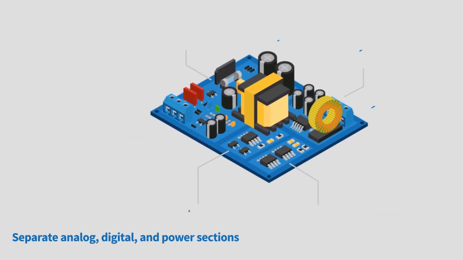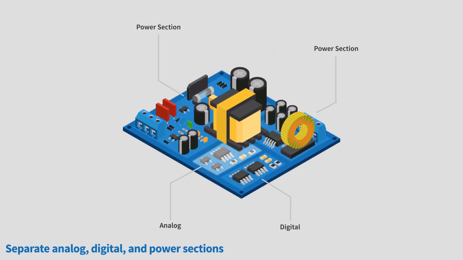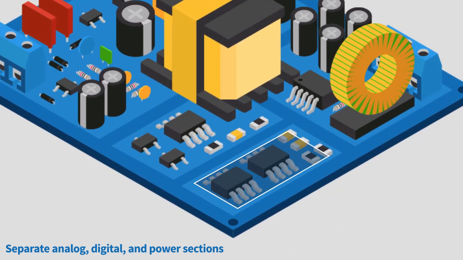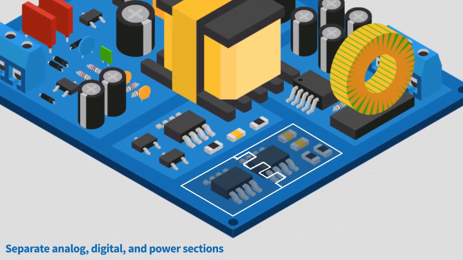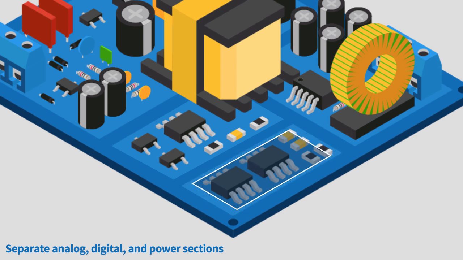Separate analog, digital, and power sections of the PCB. Some power supply circuits have analog sections, power sections, and digital sections on the same PCB. It is necessary to separate analog and digital circuitry to prevent digital noise from corrupting analog performance. Such separation involves separation of both ground returns and power rails.